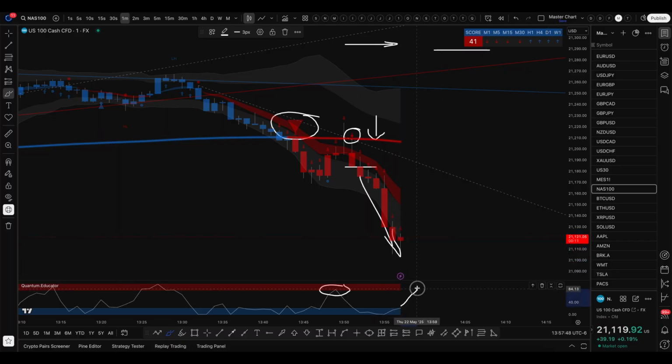For any other sell, this same process repeats itself. We wait for the oscillator to move into the red zone. Once we get either a red dot or a red triangle, we can then look for further sell opportunities.